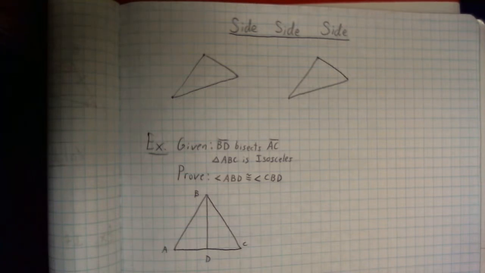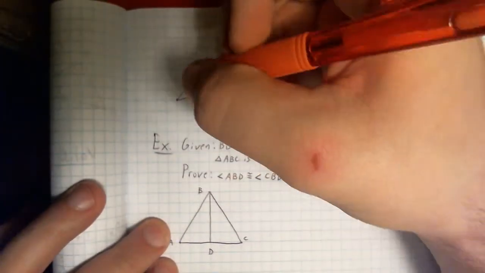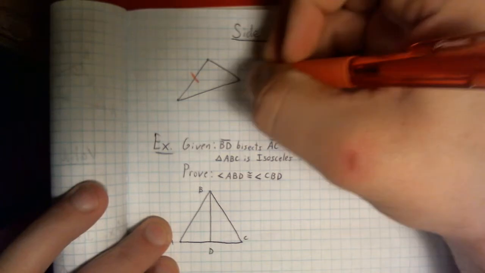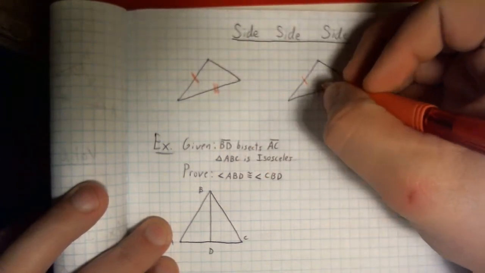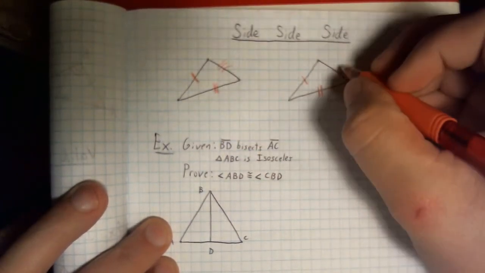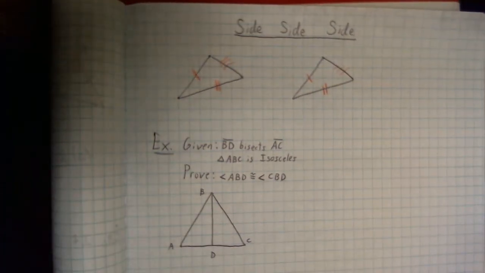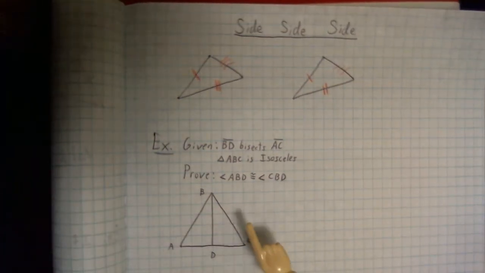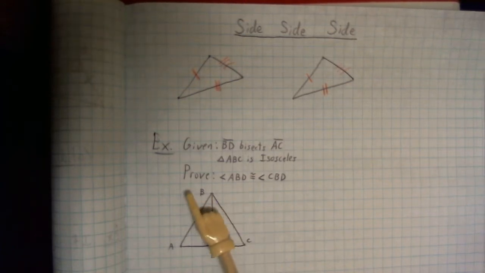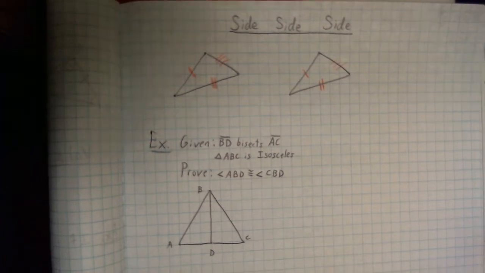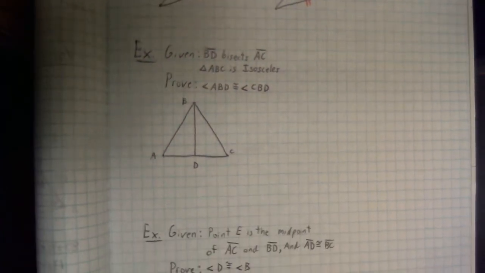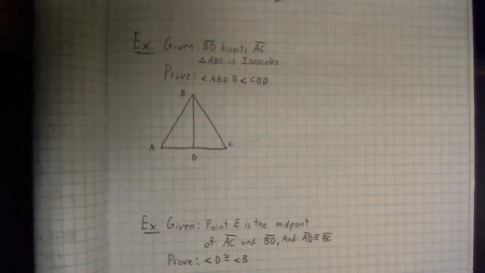So we need to prove side, side, side congruency. Now, we're not going to do as much algebra with these particular problems as we are with proofs. So let's take one quick second to discuss how we write proofs.